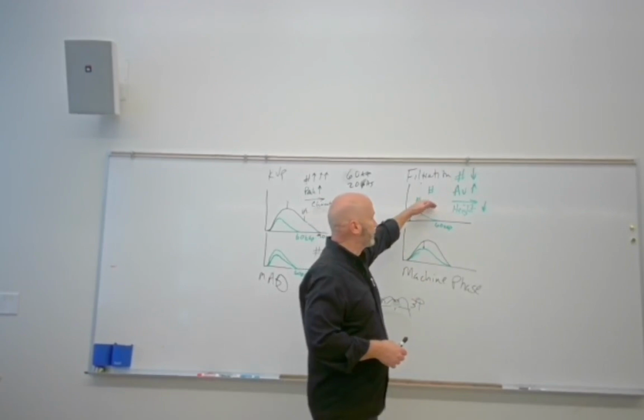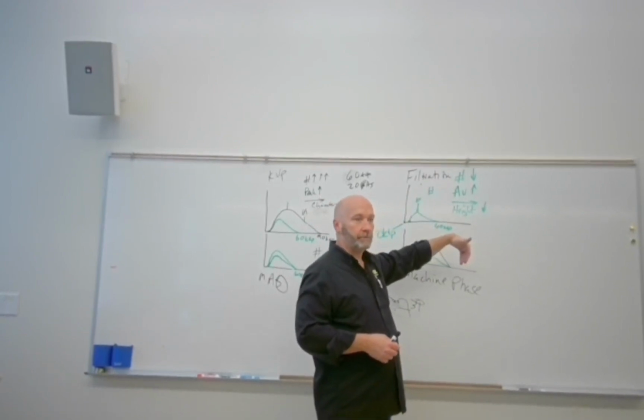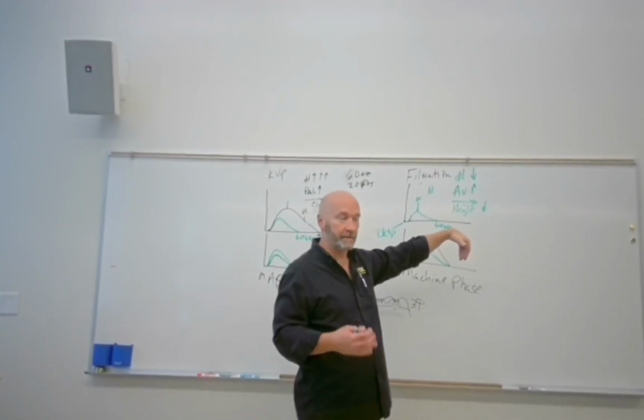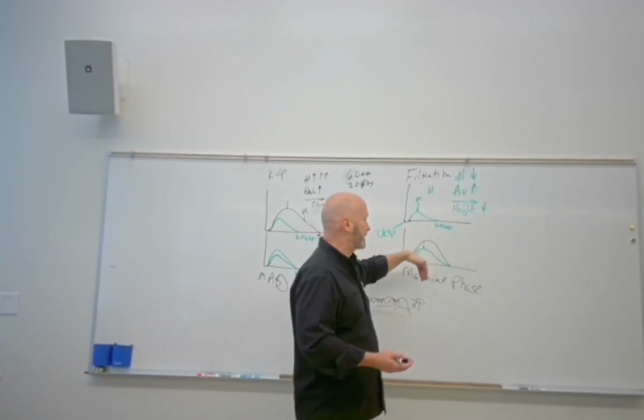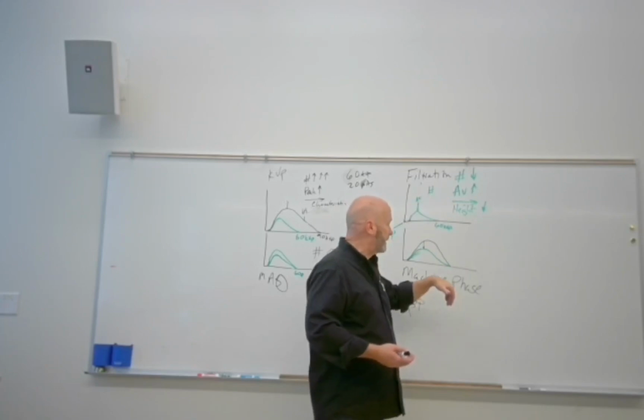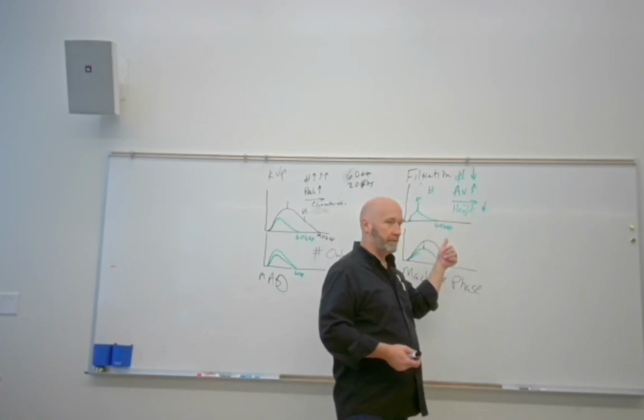Okay. With filtration, we're going to get a decrease in numbers, and that's the part of this that you're going to have a tendency to mistake on the test. With filtration, you're going to get a decrease in numbers. With machine phase, you're going to get an increase in numbers.